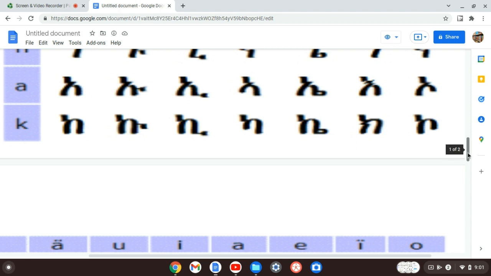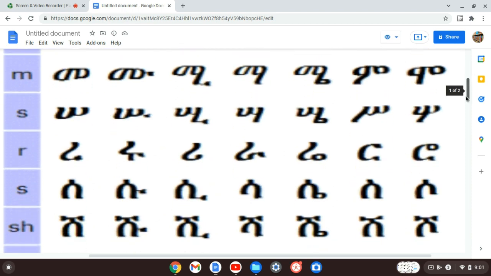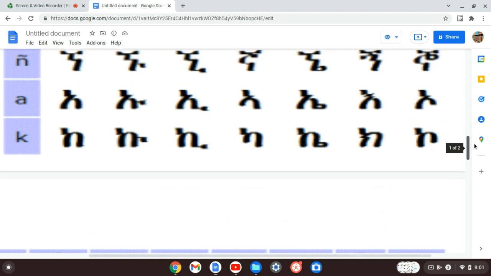I don't know if you noticed, but over here you have ha, and then you pronounce the fourth one the same way. Ha, ha. This one is also ha. You can use them interchangeably. Over here you have a. The first one is a. The fourth one is also a. So a, u, e, a, e, e, o.